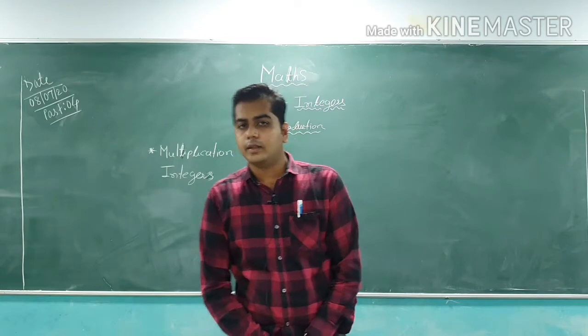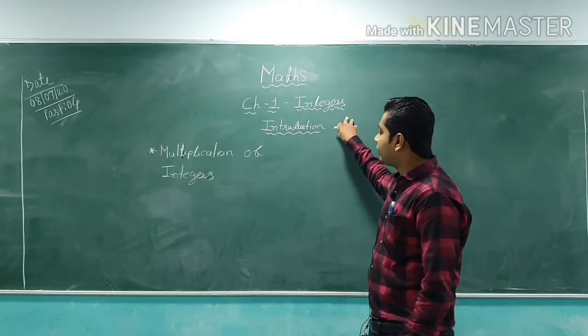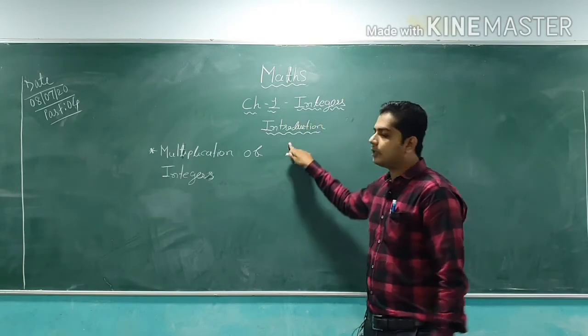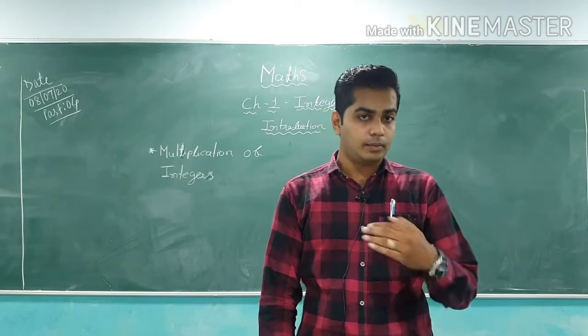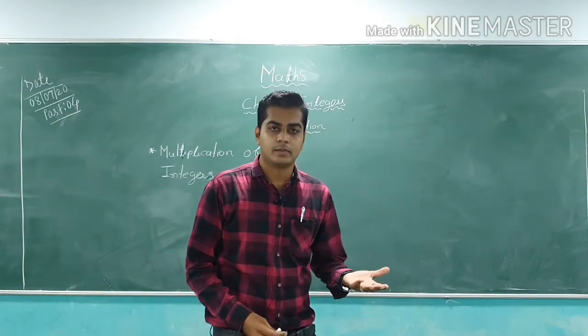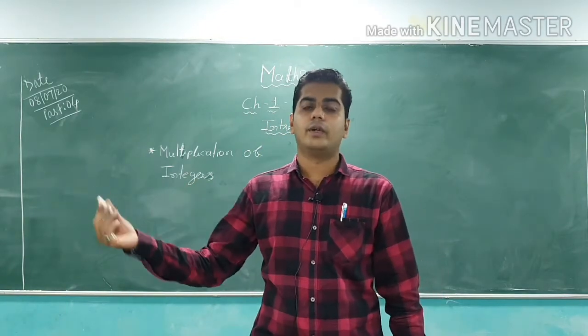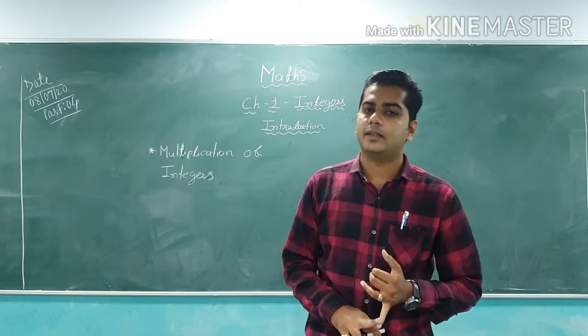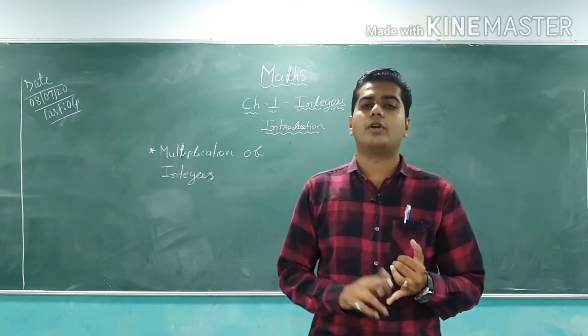So, in the previous video, we started a new chapter, chapter number 1, integers. In the integers, we learn some things like what is a whole number and what are integers. Whole numbers start from 0 to infinity, while integers include negative numbers as well as 0 as well as positive numbers.